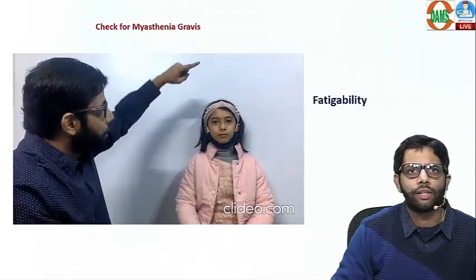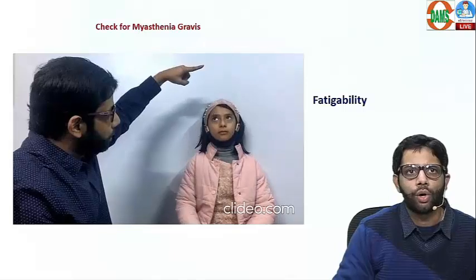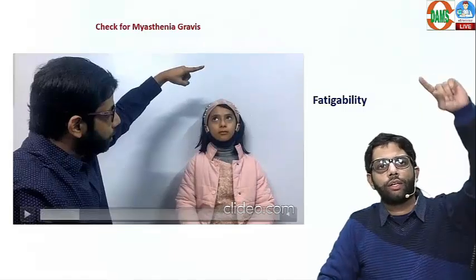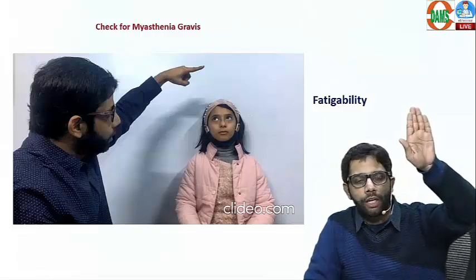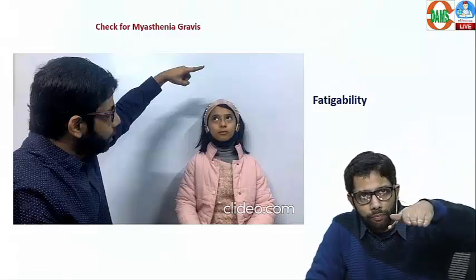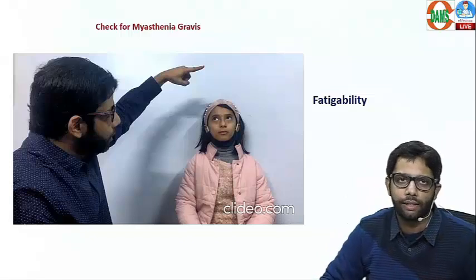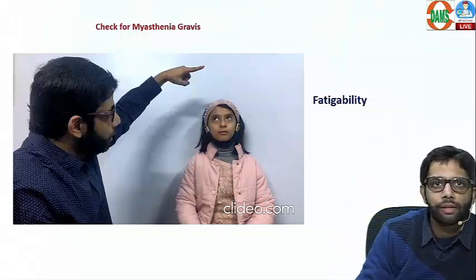One is a fatigability test. You ask the patient to look continuously up for approximately 30 seconds and see whether the eyelid is drooping or not. In myasthenia, the more you work the muscle, the weaker it gets. So the LPS moves up, becomes weak, and droops down. This is the fatigability test of myasthenia gravis.